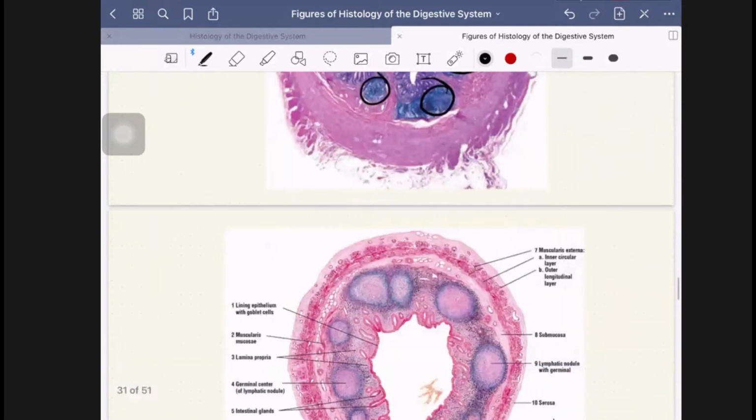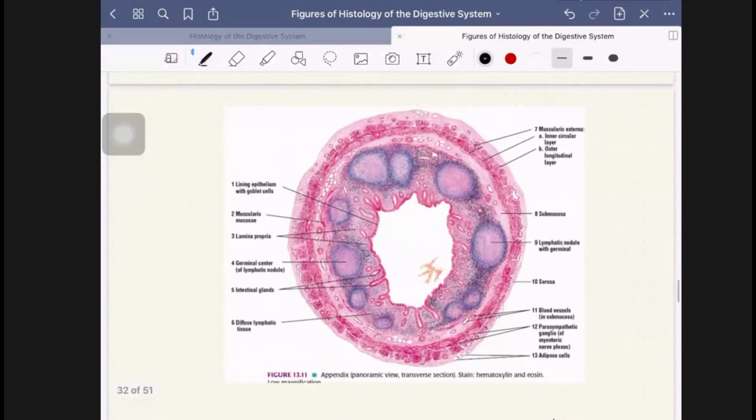So whenever you get a small luminal structure with lots of these nodular structures, that will be the appendix. If you see another view here, these are the mucous layer, the lining epithelium the same. The larger part, these are the submucous layer. These are the numerous lymphatic nodules.